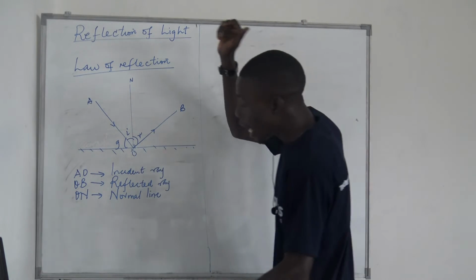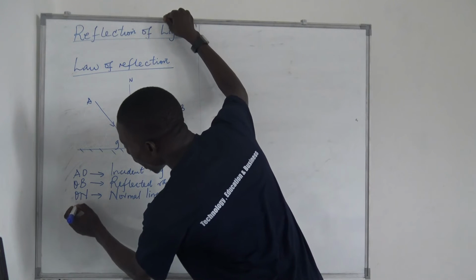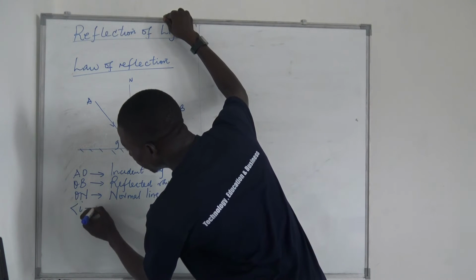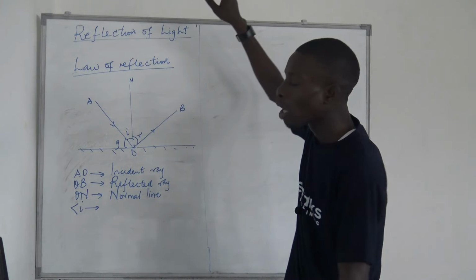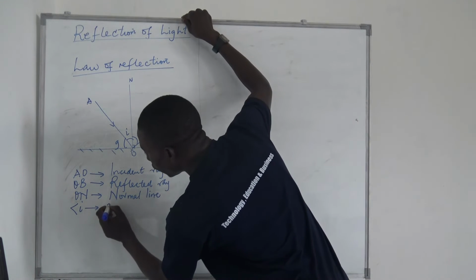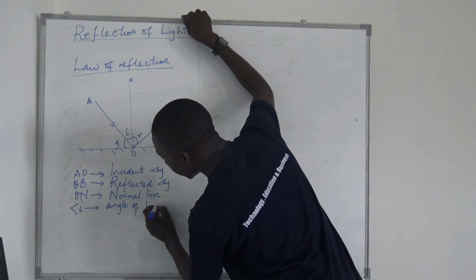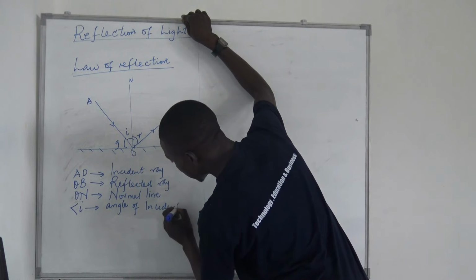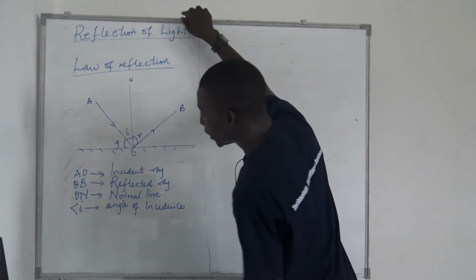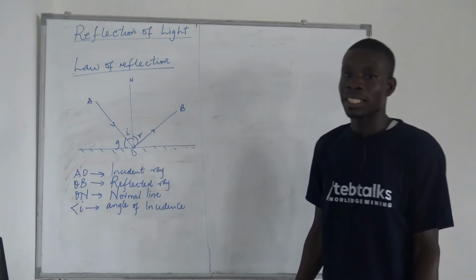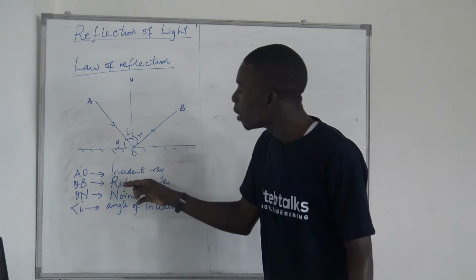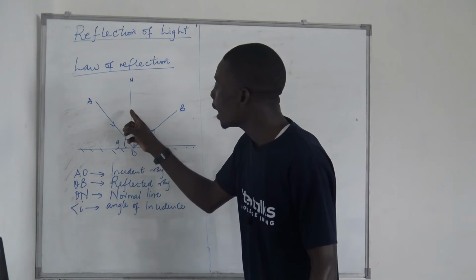And then let's look at the angles which are involved. We have angle I, which is called the angle of what? It is called the angle of what? Angle of incidence. Okay? Angle I is the angle of incidence. Is that okay? It is the angle between the incident ray and the normal.